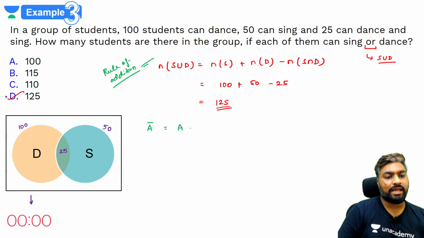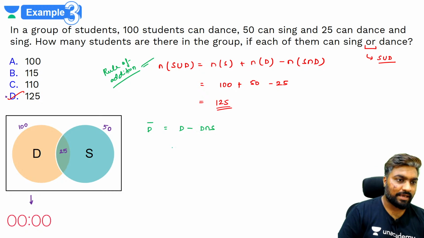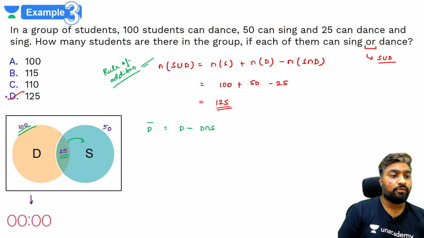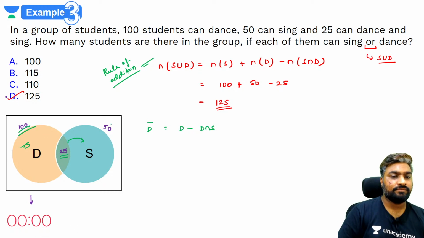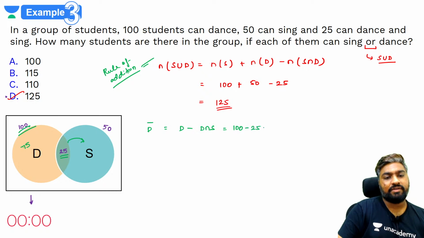Number of people who can dance. So in this case, only dance will be the number of people who can dance minus the number of people who belong in the intersection part. Yes. So out of 100, if 25 people can sing also, then there are 75 people who can only dance, correct? So only dance will be what? 100 minus 25, 75.